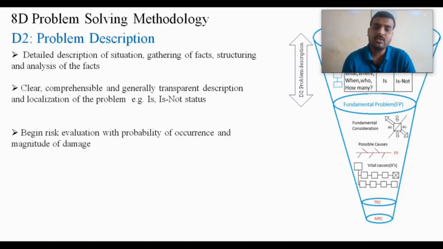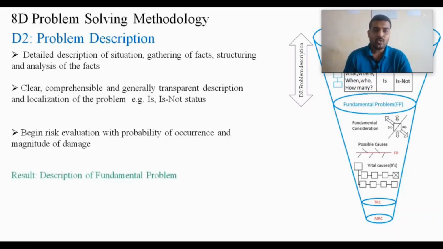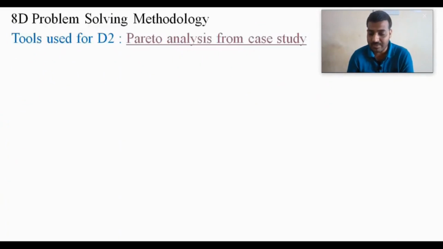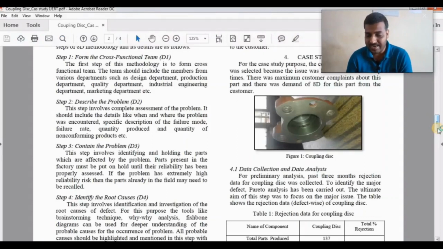Now we will see what tools can be used to drill down the problem definition to the fundamental problem. I have mentioned here a few tools like flow chart, is/is not status, Pareto analysis, and numeric data or fact analysis. Now we will see the tools used in the case study. Here in the case study they have used the Pareto analysis. For data collection and analysis, the past 3 months rejection data of the coupling disk was collected, and then they identified the defects and did the Pareto analysis.